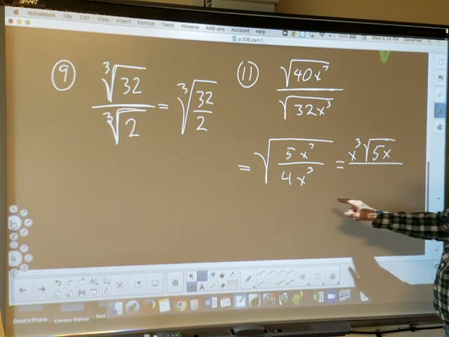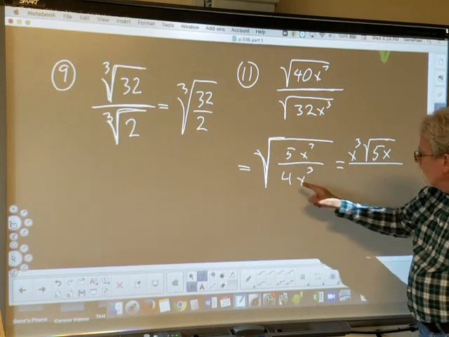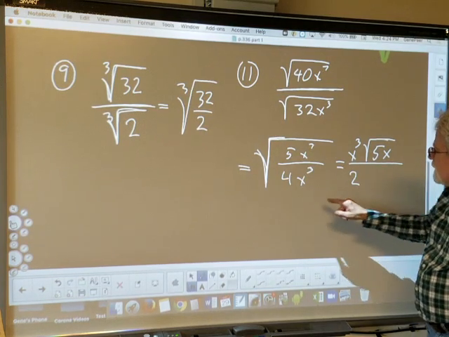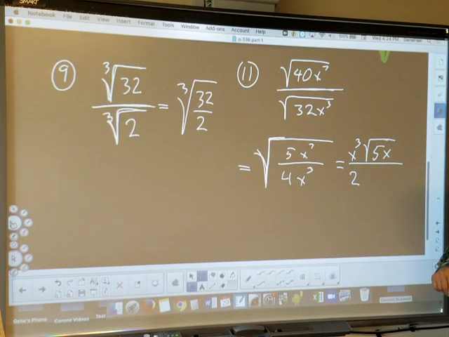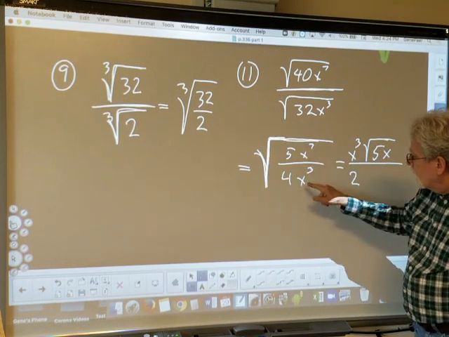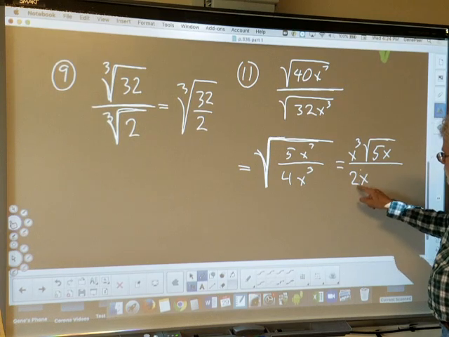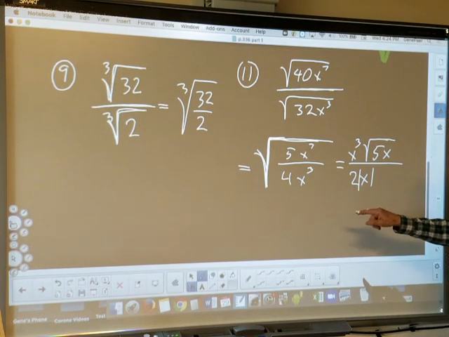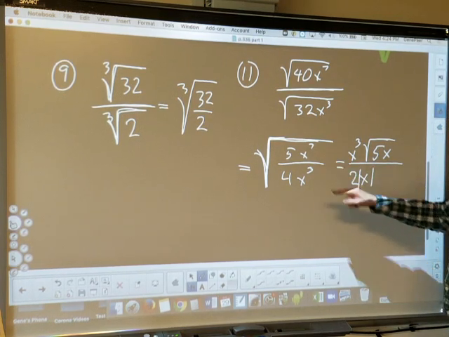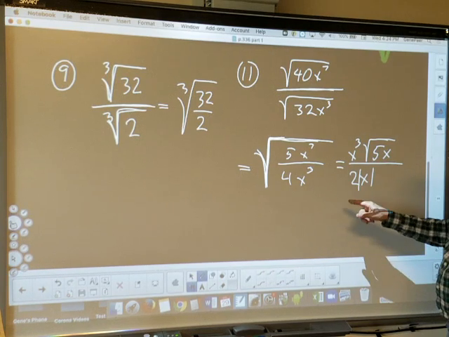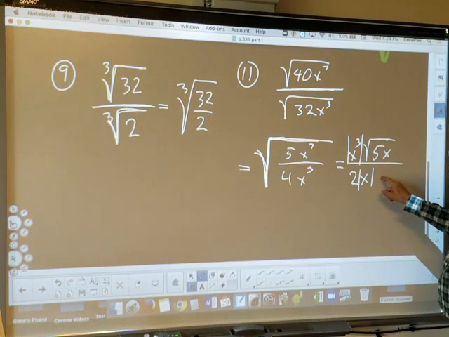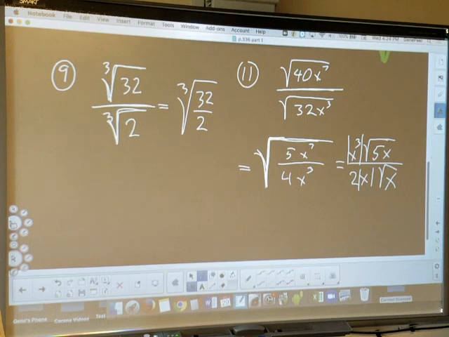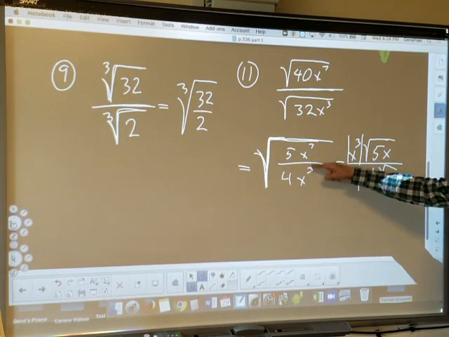And in the denominator, we know the square root of 4 is 2. Of the x to the 3rd, we can pull out x to the 2nd, because we know the square root of x to the 2nd will be x. And, oh, I could have reduced this to start with. I wasn't thinking. Silly me. And, by the way, this should be absolute value also. And we're left with an x inside the radical. Wow. I would have been much better off if I had remembered to reduce this.